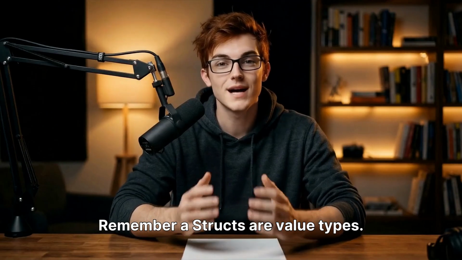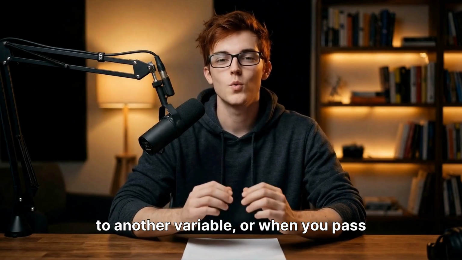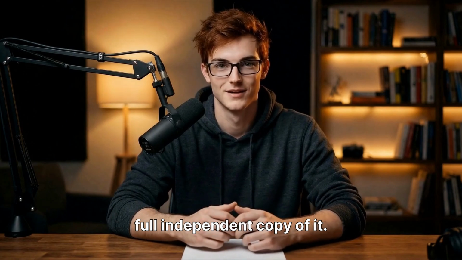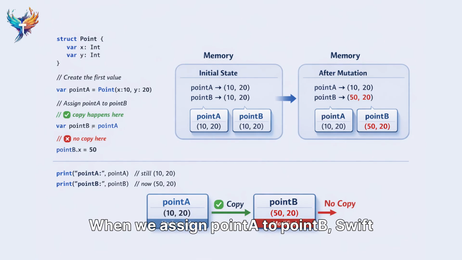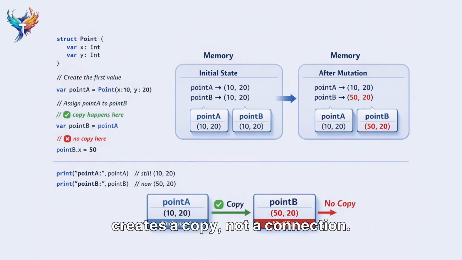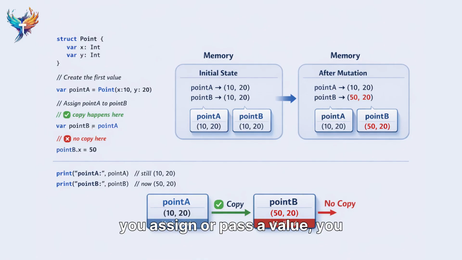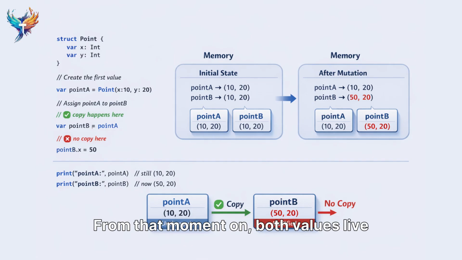Remember, structs are value types. That means when you assign a struct to another variable, or when you pass it into a function, Swift makes a full independent copy of it. Let's walk through a simple struct example. When we assign point A to point B, Swift creates a copy, not a connection. This is what value semantics means. When you assign or pass a value, you get an independent copy, not shared state. From that moment on, both values live separately.